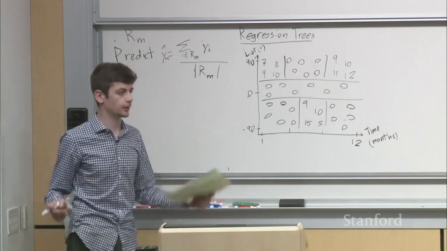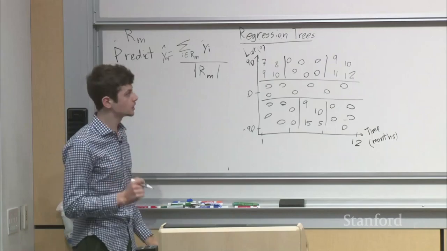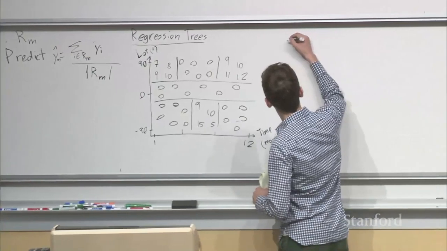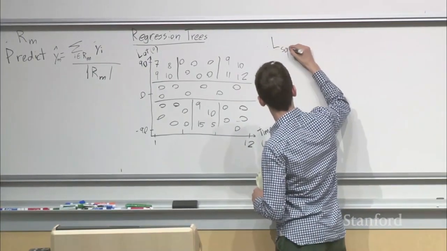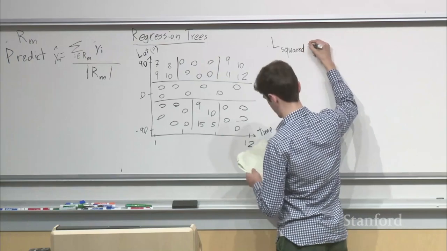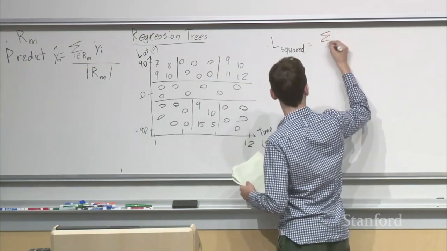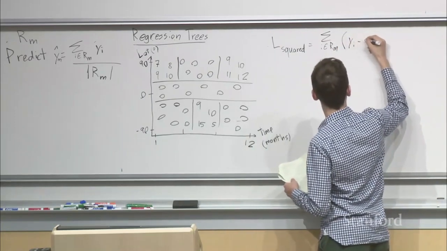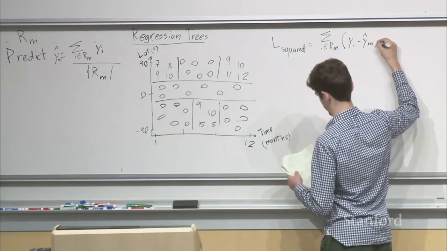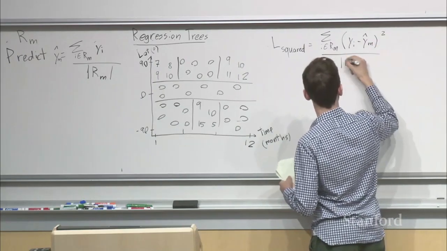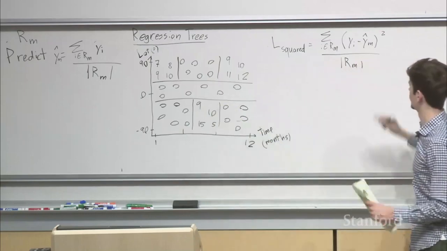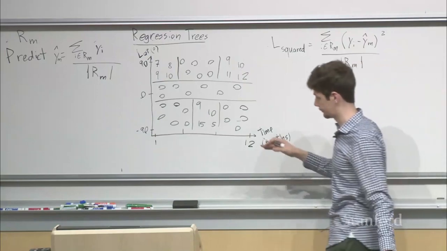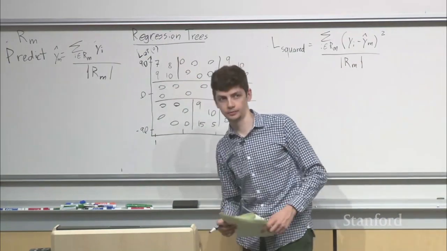But what I was starting to write out there was actually really the loss that you would use in this case, right? Which is your squared loss, okay? So we'll just call that L squared, which in this case would be equal to the sum of yi minus y hat m squared over Rm. And that's what I started to write over there. But in this case, you have your mean prediction, and then your loss is how far off your mean prediction is from the overall predictions.